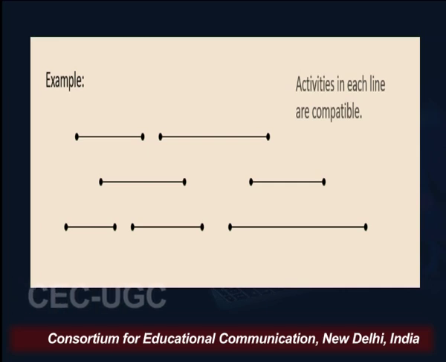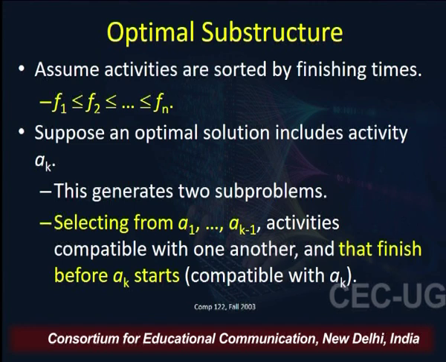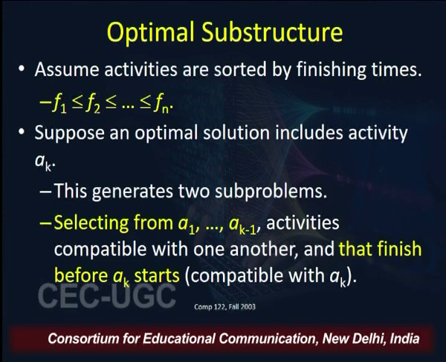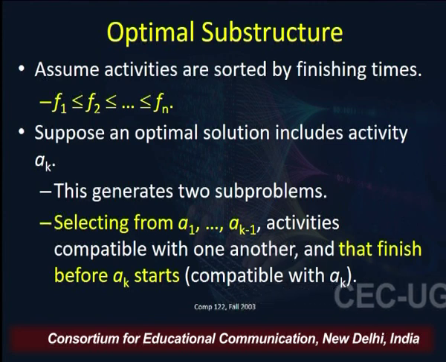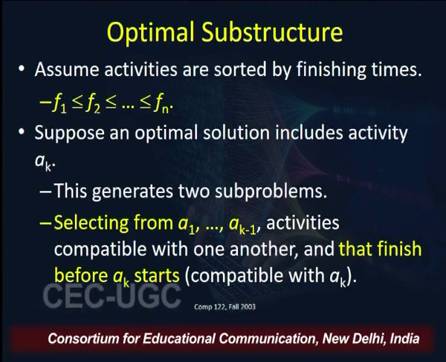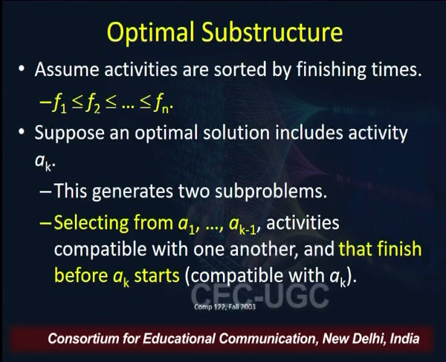Now after understanding this activity selection problem, let us see how we are going to formalize it, and what kind of optimal substructure is present in this problem. To understand this optimal substructure, let us assume that these activities are sorted by their finishing times. So F1 is the first one to finish, then there is F2 till Fn.